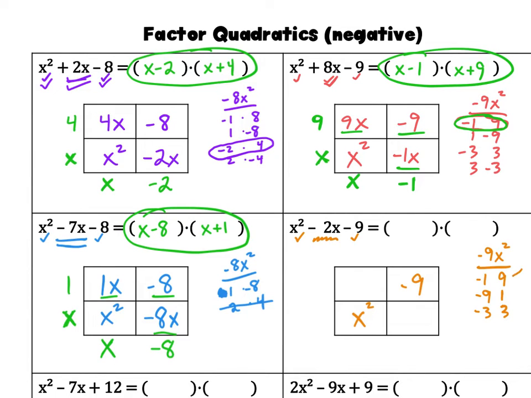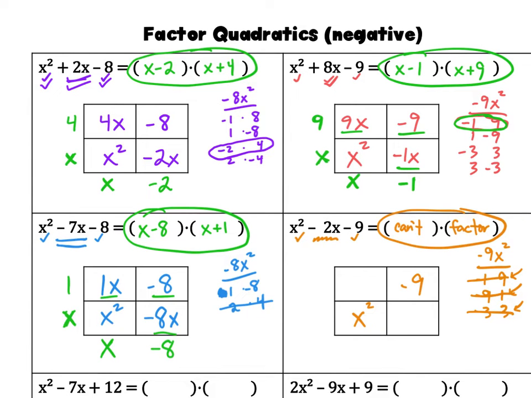This one right here would be a positive 9 minus 1. That would be 8. That's not what I want. The next one would be a positive 1 minus 9, or negative 9 plus 1. That's negative 8. That's not what I want. Negative 3 and 3, that would be 0, not 2. I think this problem is a can't factor problem.